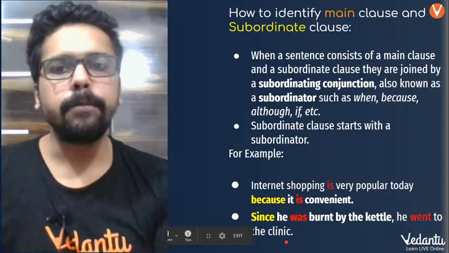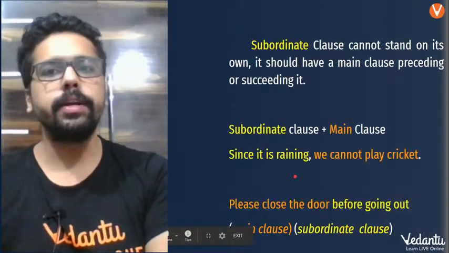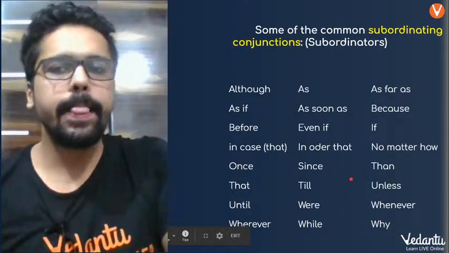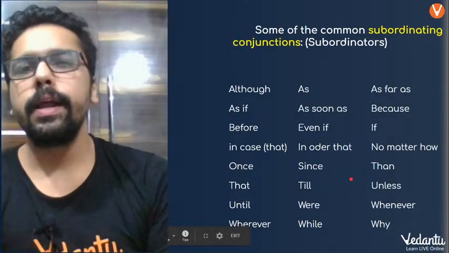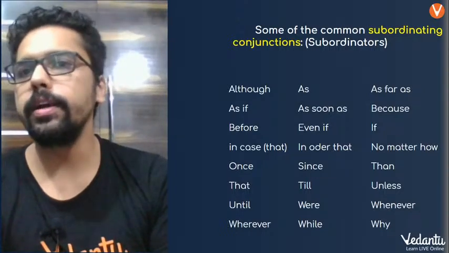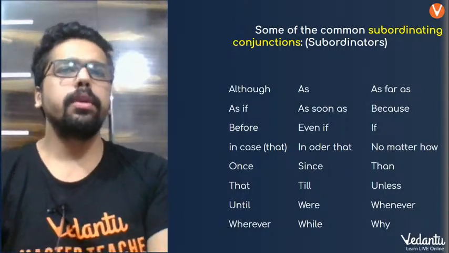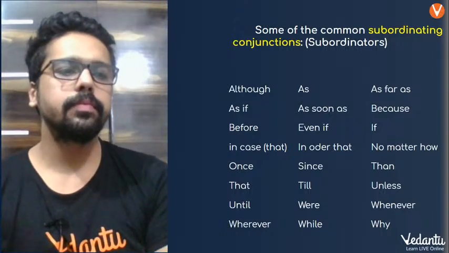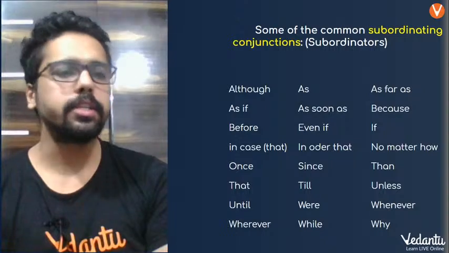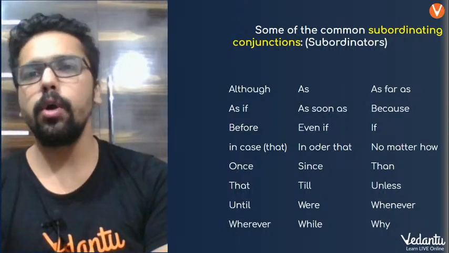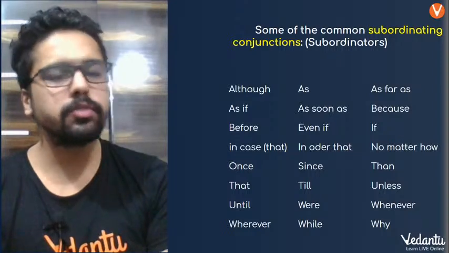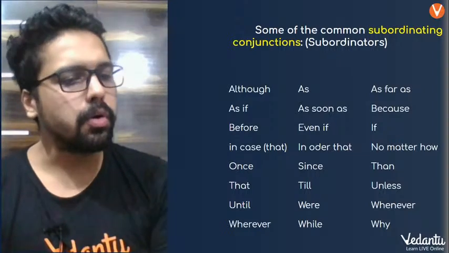Okay, you want me to explain subordinator? A subordinator is nothing but a type of conjunction. This is the list of subordinators, guys. Under conjunction, there are basically two main types: coordinating conjunctions and subordinating conjunctions. They are popularly known as coordinators and subordinators. To understand clauses, we need subordinating conjunctions. Without subordinating conjunctions, that is, without subordinators, we cannot learn clauses.